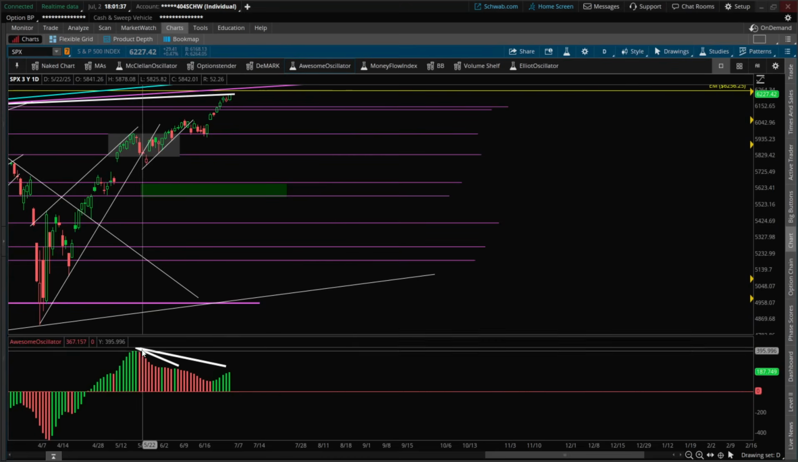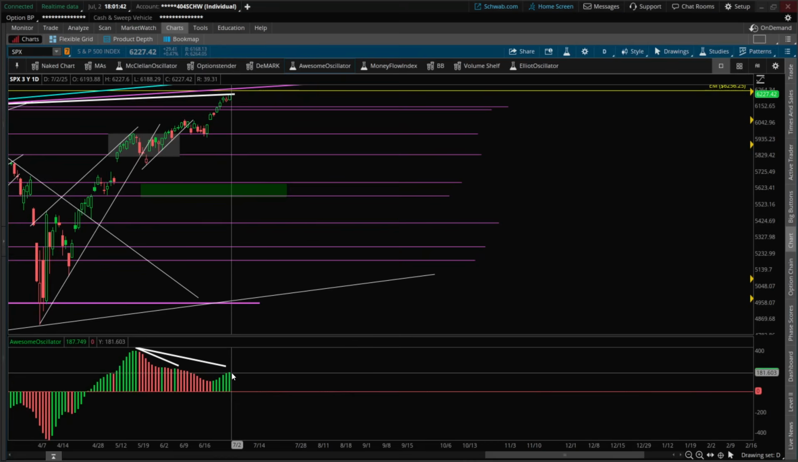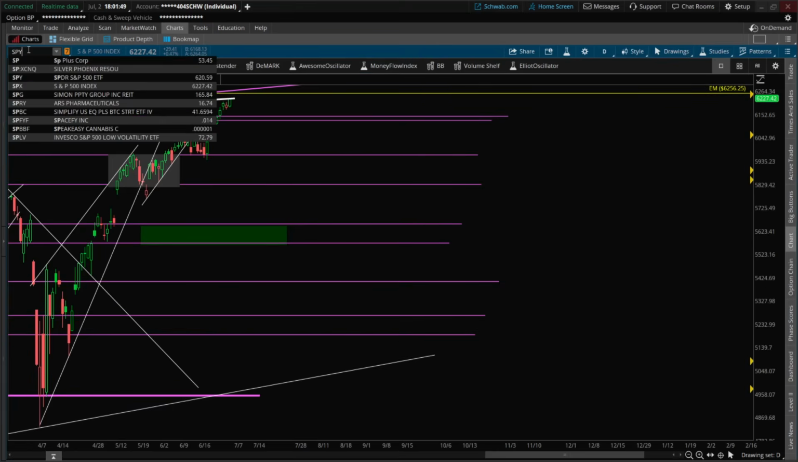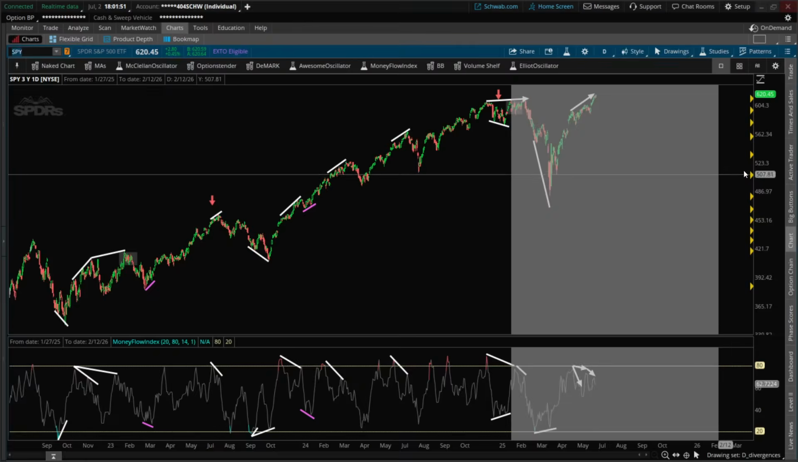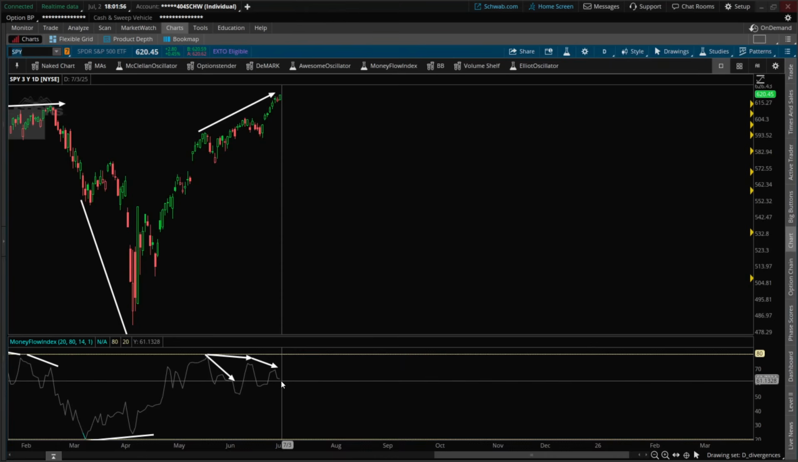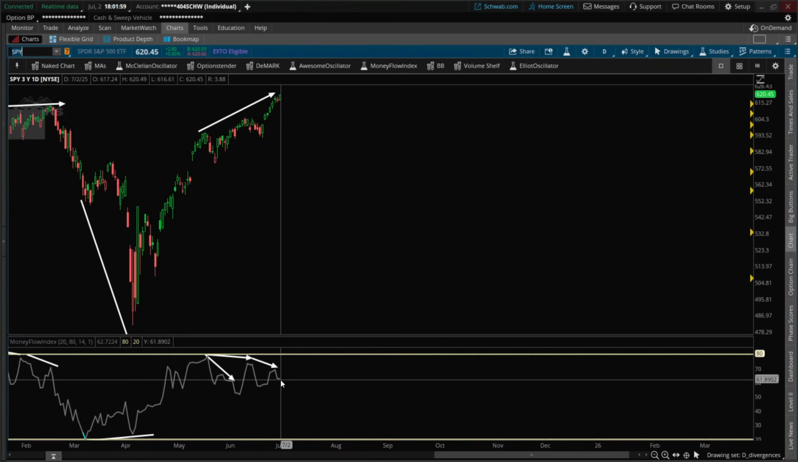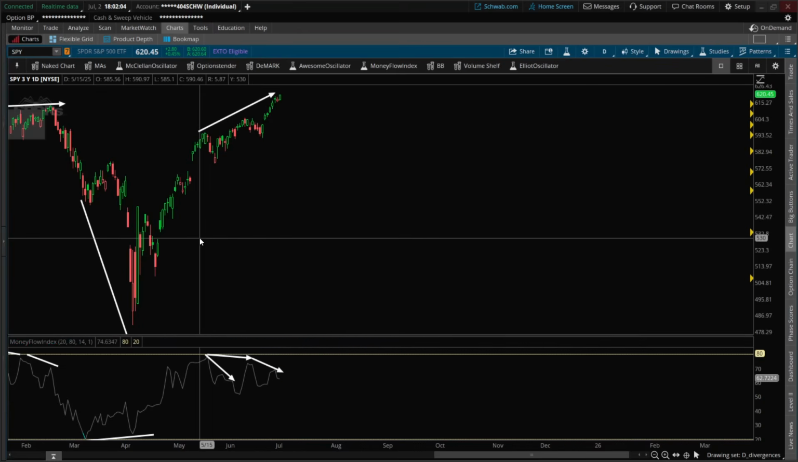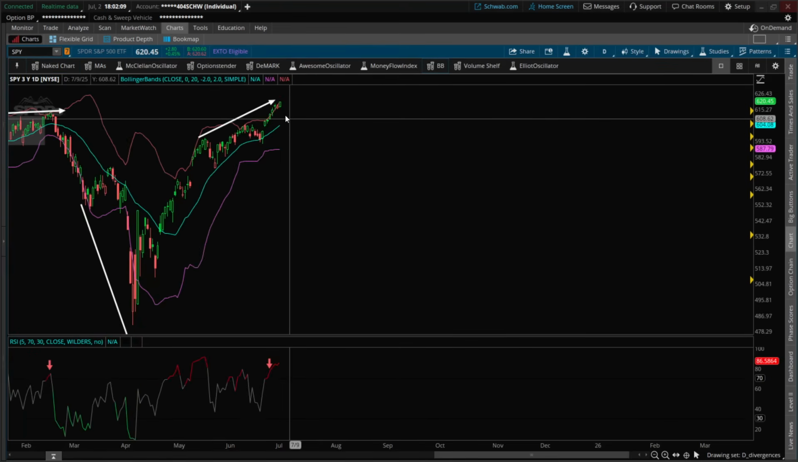Awesome oscillator. Again, green, yet this will end up rolling over. Let's see when we get that next red line there. Money flow on SPY. No doubt we're seeing the same thing. Brand new all-time high today with a lower high, negative divergence, distribution, money flow index. Bollinger Band, another sell signal. We're there again, sell signal.